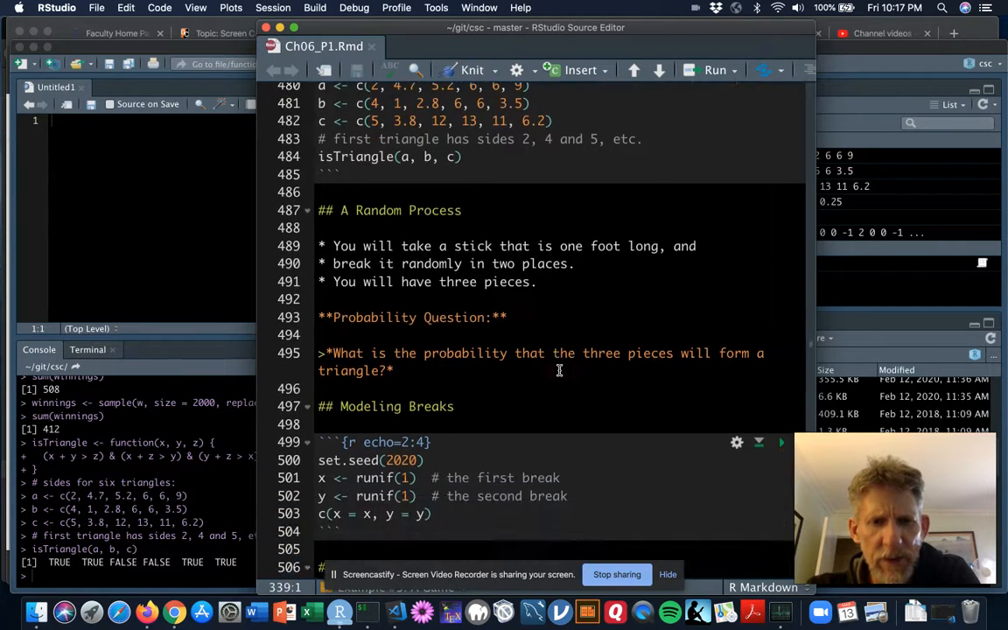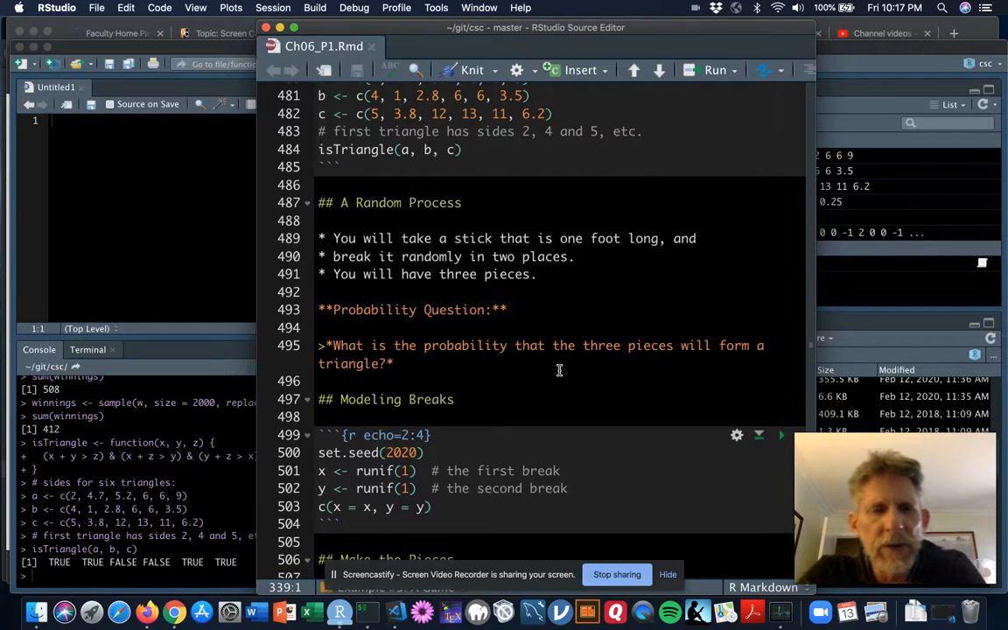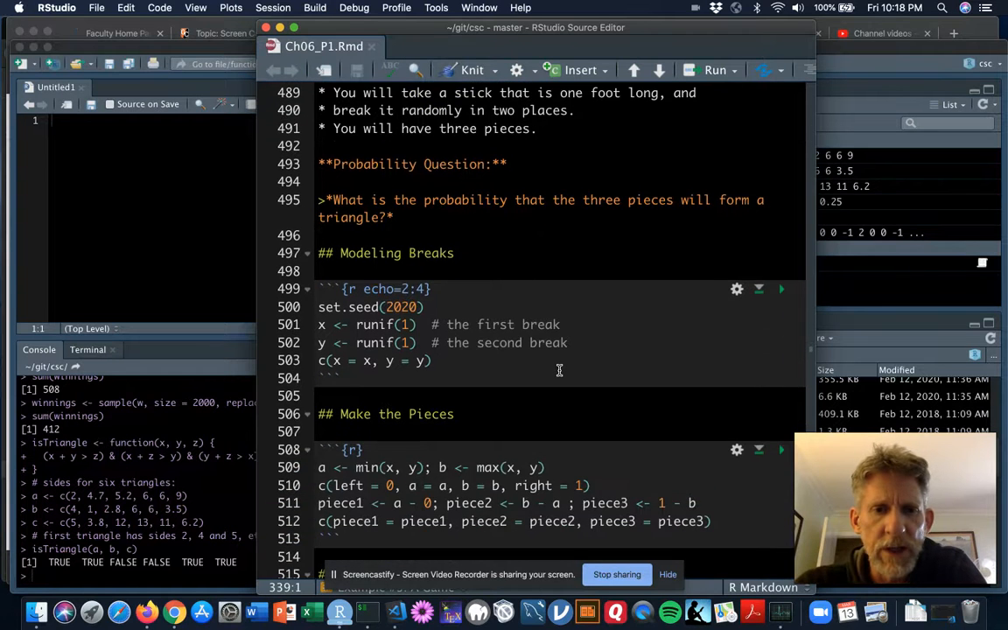So have in mind to make a random process around this. Suppose that you take a stick that is 1 foot long and you break it randomly in two places, then you would have three pieces out of the stick. And I have a little question. What's the probability that the three pieces will form a triangle? We're gonna answer this question with simulation.